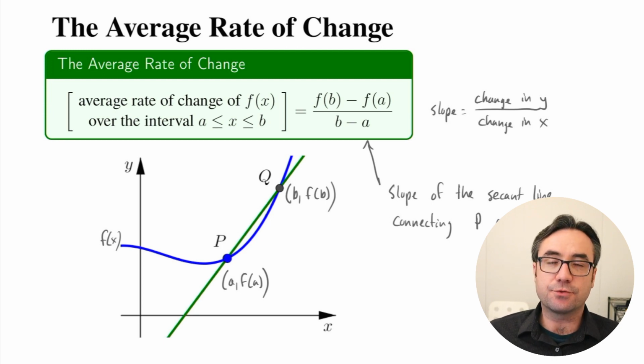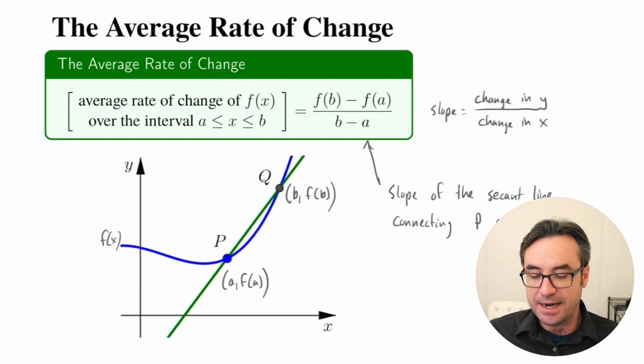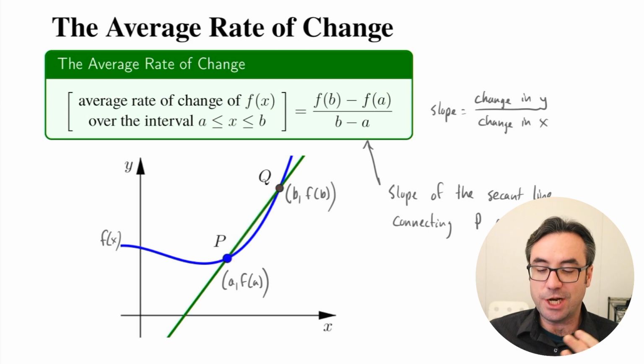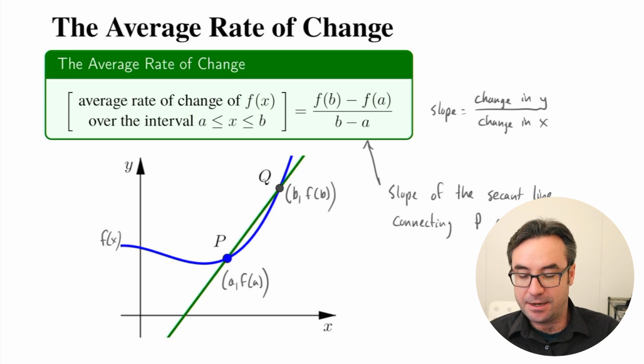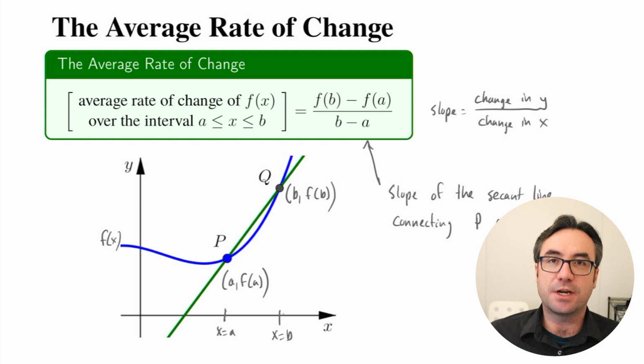And so this average rate of change is telling us on average how much we are changing over this x interval where we go from x equals a to x equals b. So over this interval, on average, how much does our function change per unit of x?